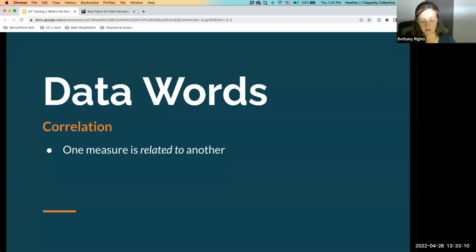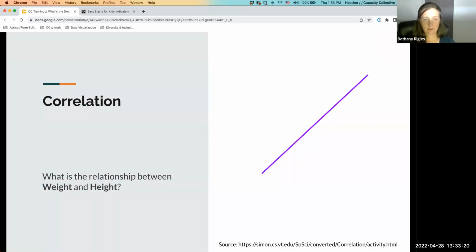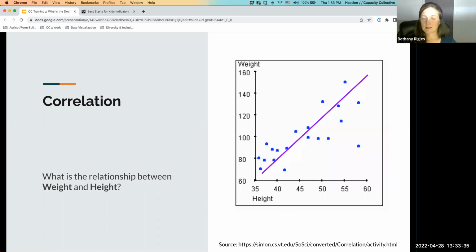Okay, so another data word is correlation. And this means when one measure is related to another. We're going to look at an example. So what is the relationship between weight and height? You would expect that taller people might weigh more because they have more body to be weighed on average than shorter people.